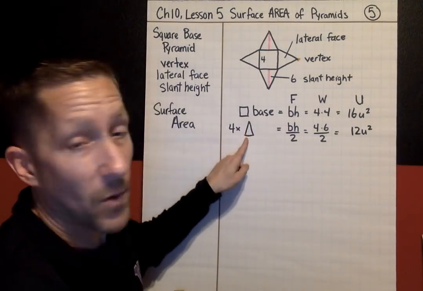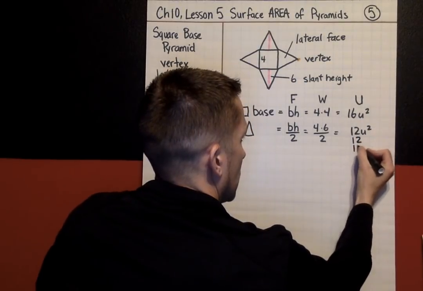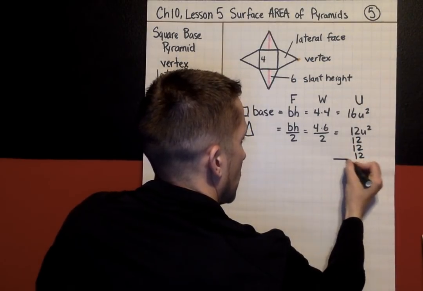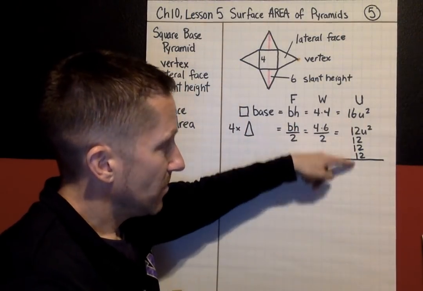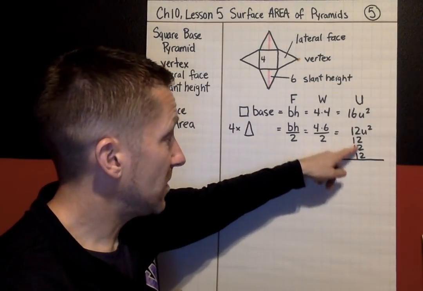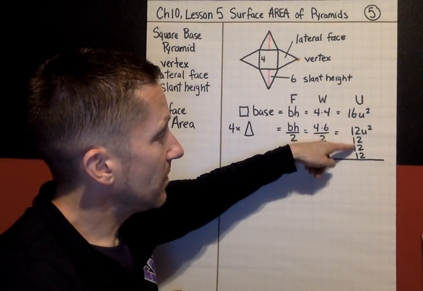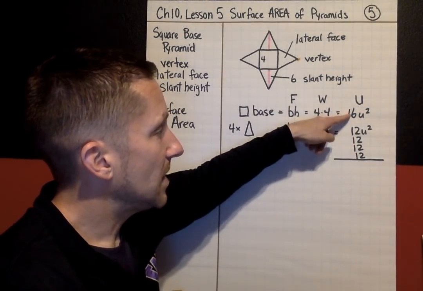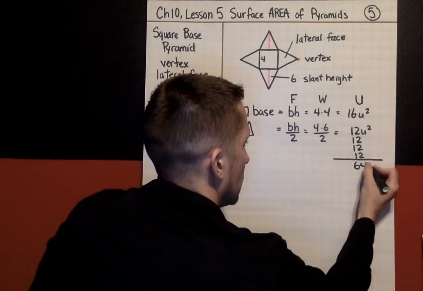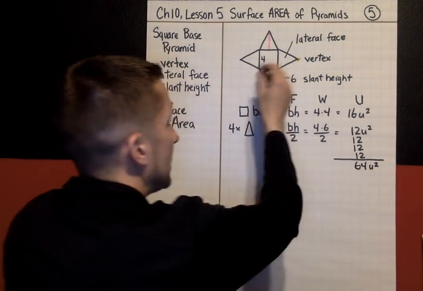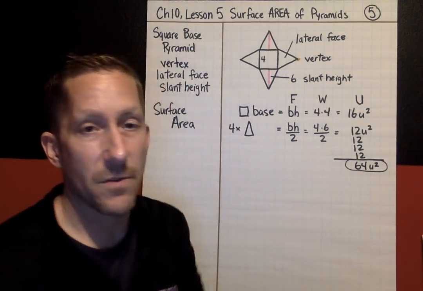However, we've got 4 of those triangles, so now what I need to do is total. Here's the base, and then 4 triangles. I could have shortcutted this to 12 times 4, but I just wanted to show it separate to show that there's 4 of them a little more clearly. 12, 12, 12, and 12 is 48, plus 16. That makes 64 units squared. That's how much material it would take to make the net for that square pyramid. 64 units squared.